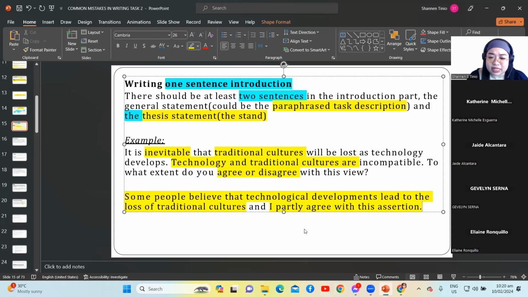Ma'am, hindi naman yung two sentence eh. Actually, two sentences siya na kinumbine lang ng word na and. But the thought is there. Okay?